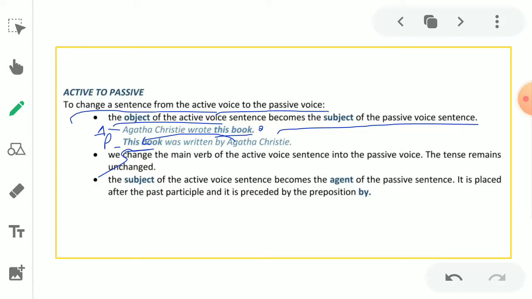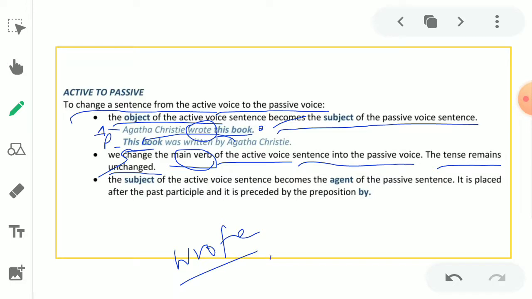We change the main verb. So what is the main verb? Wrote is the main verb of the active voice. So we change the active voice main verb wrote into passive voice. The tense remains unchanged. We should not change the tense. For example, in active voice we have wrote. We should not change the tense form there. Got it? So tense remains unchanged.